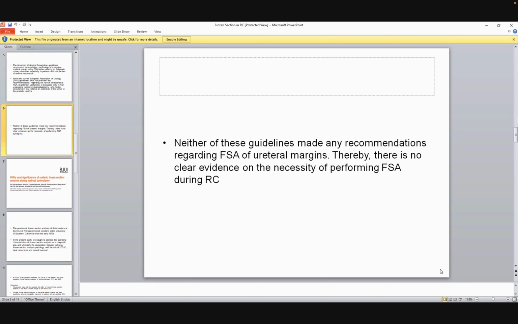Don't confuse urethra with ureter. Yes, we are asking about ureter. Ureter. You are commenting more on urethra also. So that's a different topic altogether.